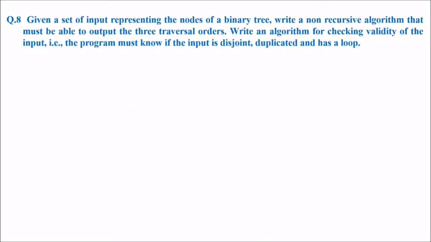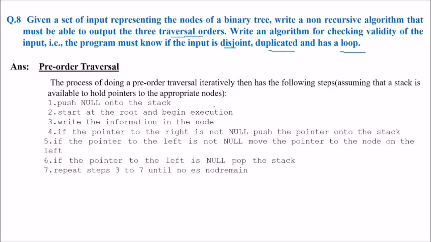Okay. Now, given a set of input representing the nodes of a binary tree, write a non-recursive algorithm that must be able to output the 3 traversal orders. Write an algorithm for checking validity of the input. That is, the program must know if the input is disjoint, duplicated, or has a loop. So this is the explanation for the pre-order traversal. We are provided a set of nodes, representing the nodes of a binary tree. You have to write a non-recursive algorithm that outputs the 3 traversal orders: pre-order, in-order, and post-order.